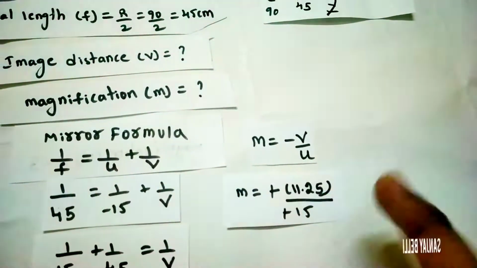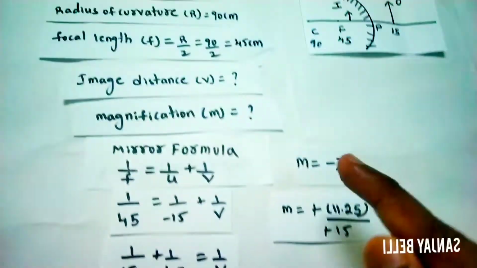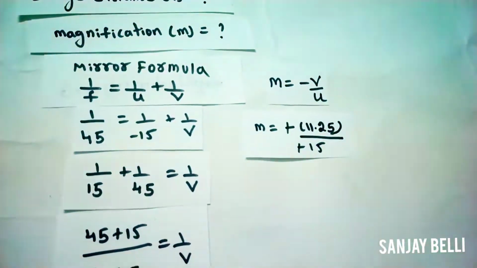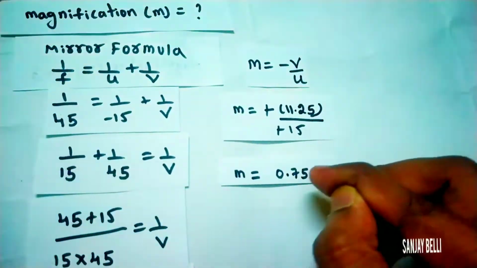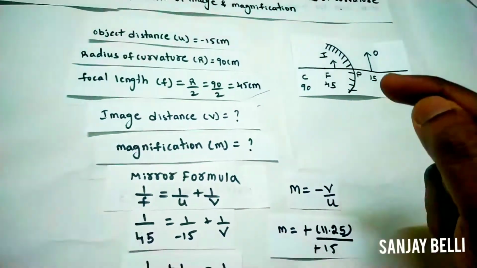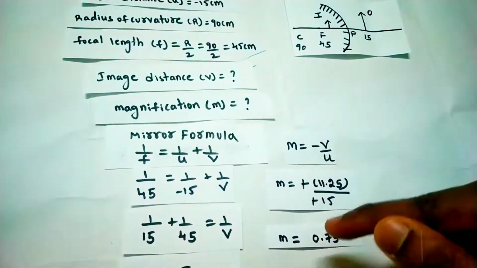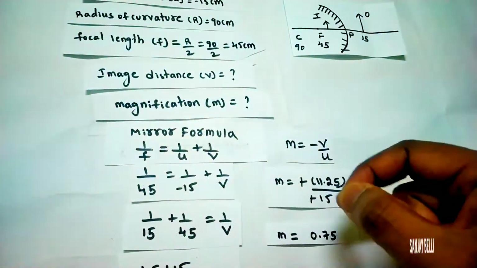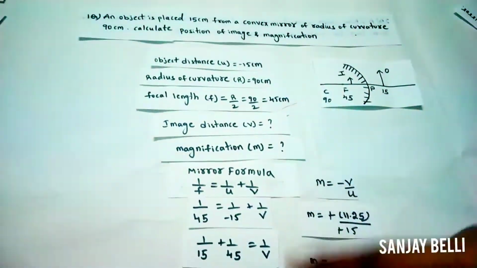Here you see M equals minus V by U. In the formula we have a minus, so I kept a minus, and the V value is nothing but 11.25 and U is nothing but minus 15. Minus minus gets cancelled. So 11.25 divided by 15 is nothing but 0.75. Always remember, a convex mirror always forms a diminished image. So magnification will always be less than 1 in the case of a convex mirror, and also it will be positive. This is your solution for your first problem.